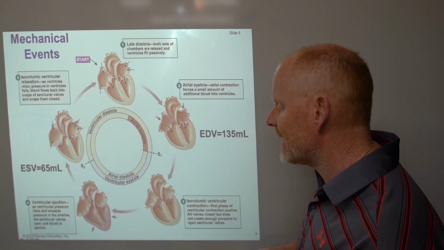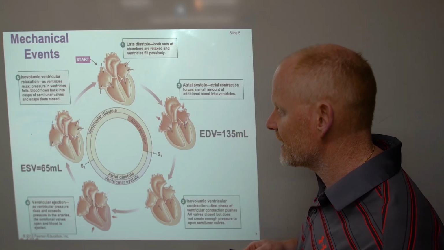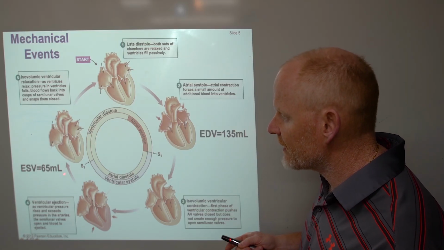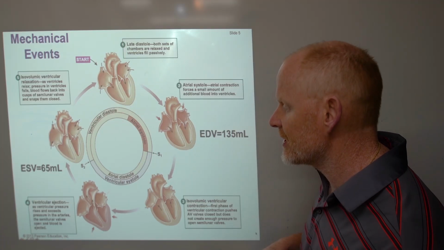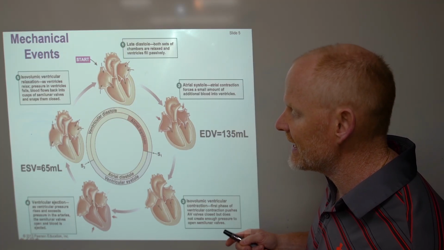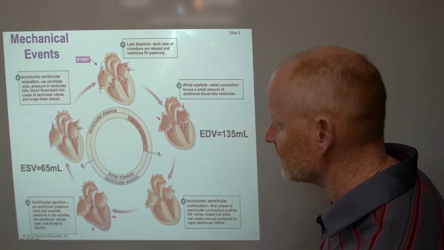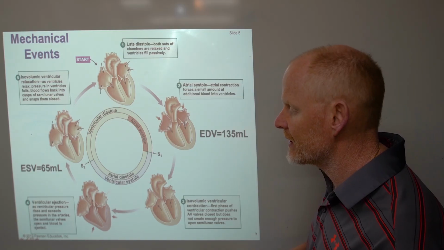And they eject about 65 to 70 mils. We'll say 70 mils in our picture here, because what's left over in the ventricles at the end of systolic contraction of the ventricles is about 65 mils. So we've ejected about that much. We can't empty the ventricles. It's just not possible. So 65 mils of blood remain in the ventricles at the end of ventricular contraction.